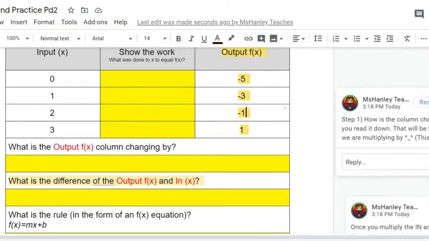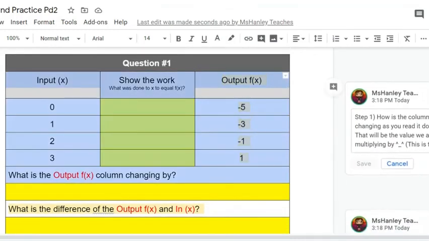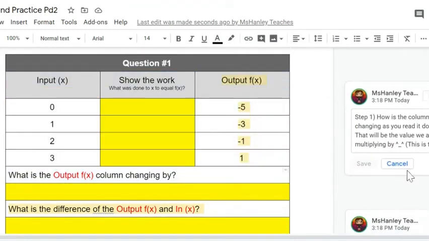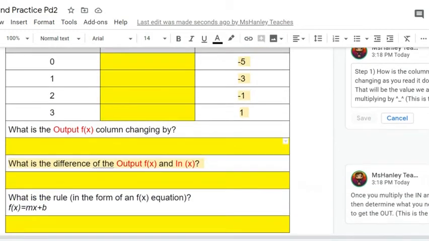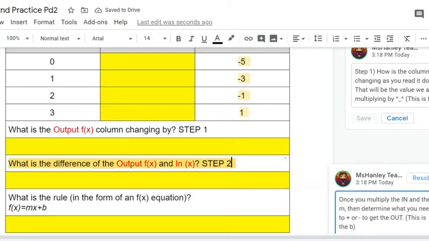So the output, wonder if I can, nope, I can't. Okay, so this goes with this one. And over here we have, what is the difference of the f of x? So this is when you multiply the n and the m, then determine what you have to plus or minus. So this is step 1. And this is step 2. And I'm going to fix this as well. You're going to see my lovely little notes to you, and that's going to help you be successful.